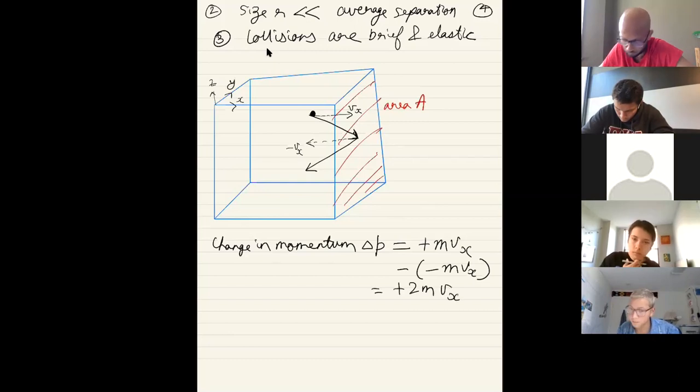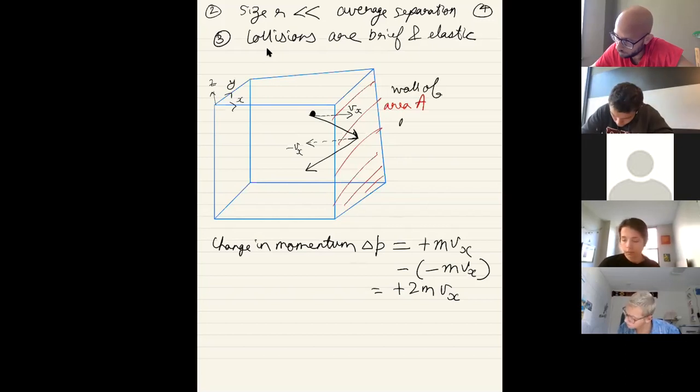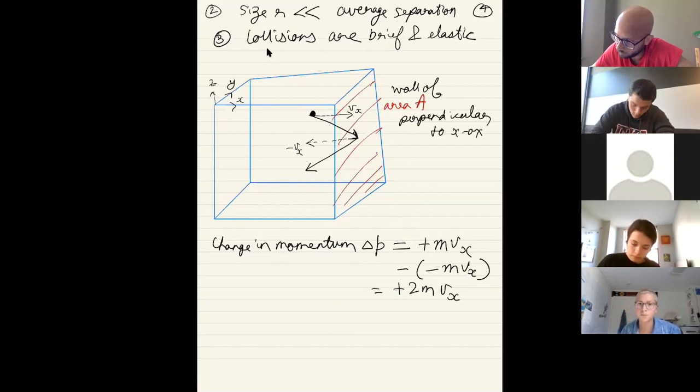And why are we not worrying about the change in momentum in the y direction? Because notice that this wall is a wall of area A perpendicular to the x-axis. That's why we don't care about y or z. There is no change in momentum there. Nothing happens there. That stuff is conserved. So that's our change in momentum.